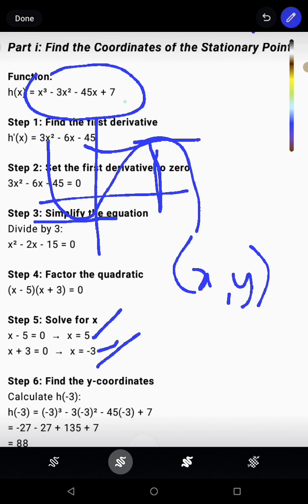So what did you do? Substitute it. That will be minus 3 raised to power 3, minus 3 times open bracket minus 3 all raised to power 2, then minus 45 times minus 3 plus 7. Minus 3 raised to power 3, that's minus 3 times minus 3 times minus 3, that's minus 27. And then this one you get plus 9. Minus 3 whole square is 9. Minus 3 times 9, that's minus 27 still. Minus 45 times minus 3: minus times minus is plus, then 45 times 3, 135.